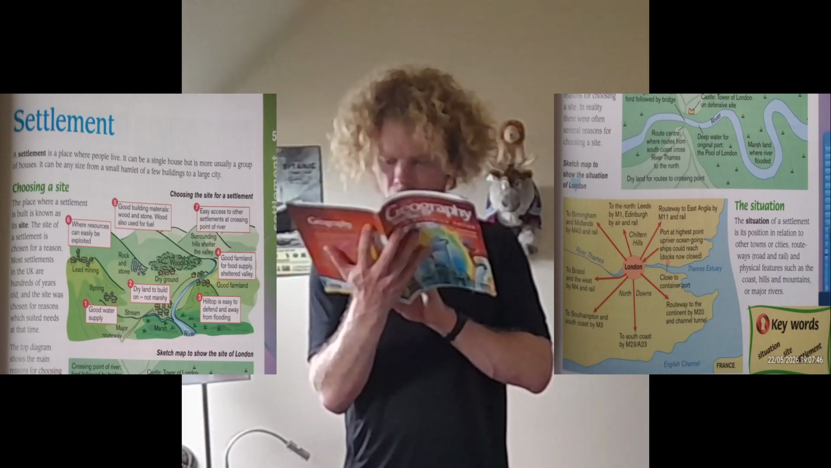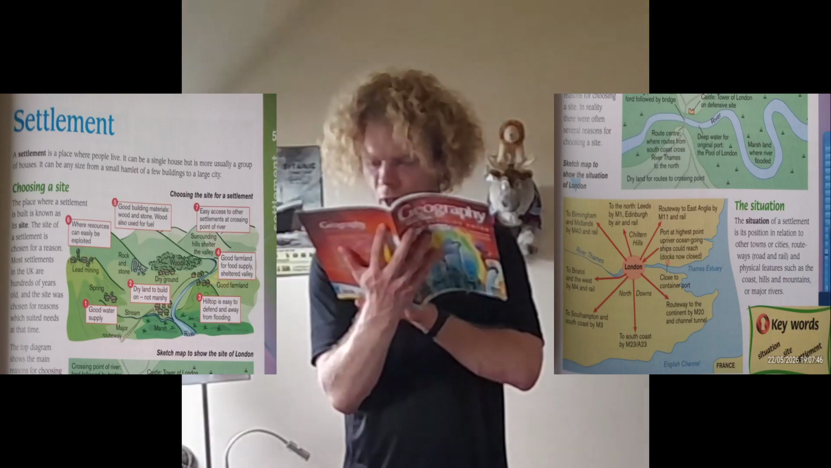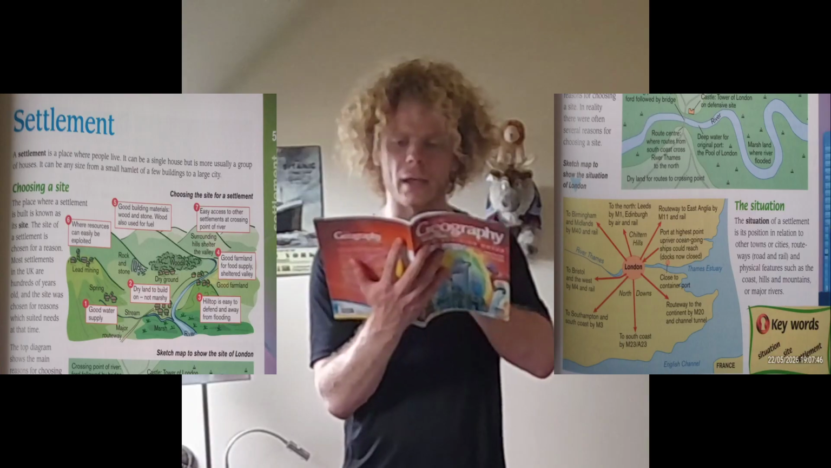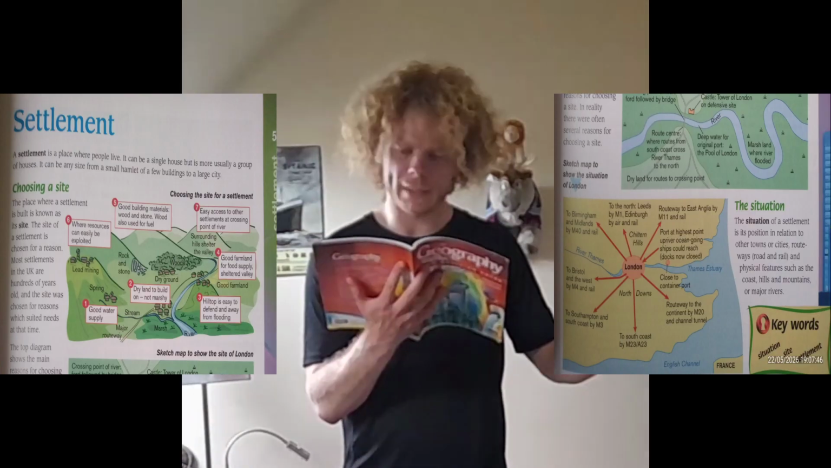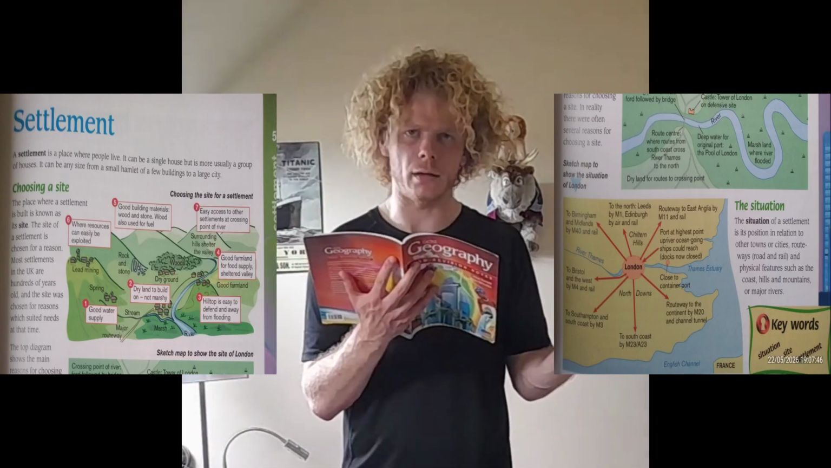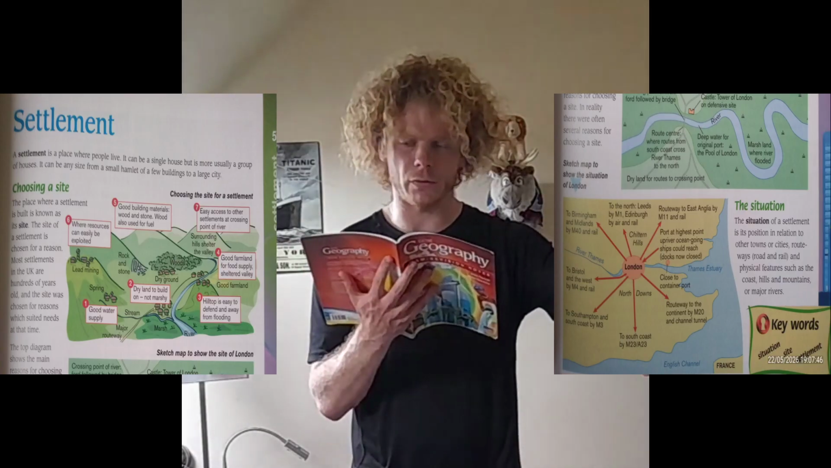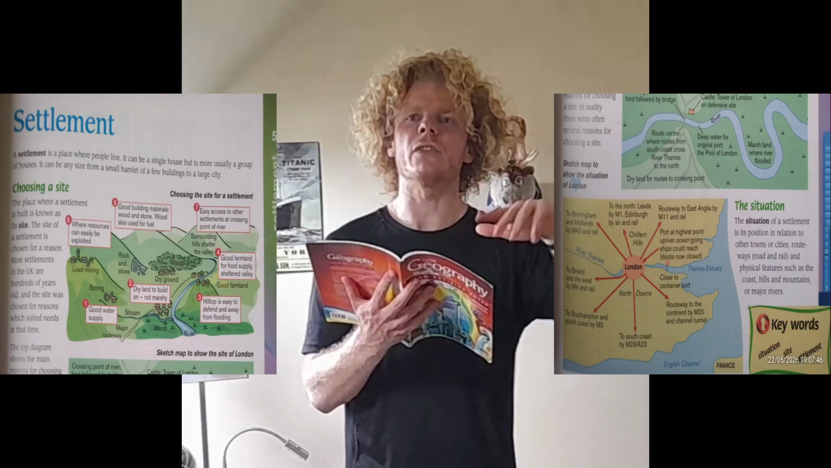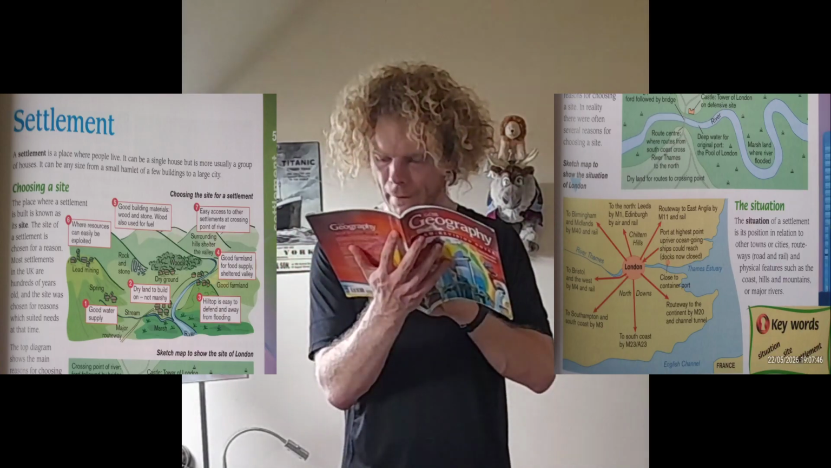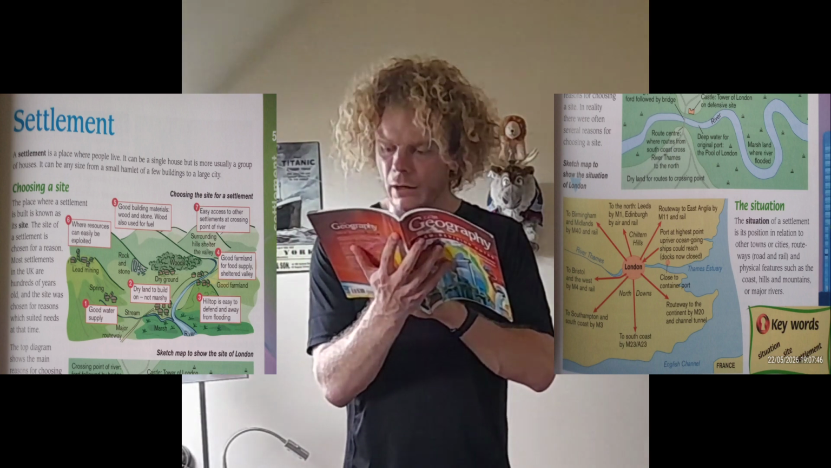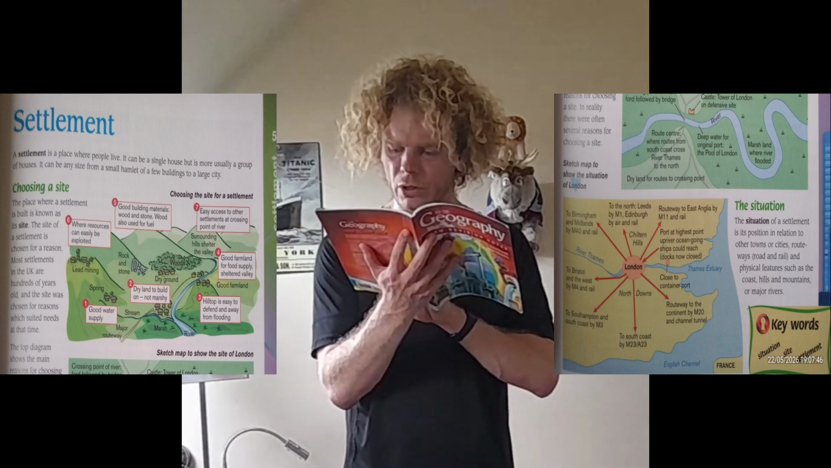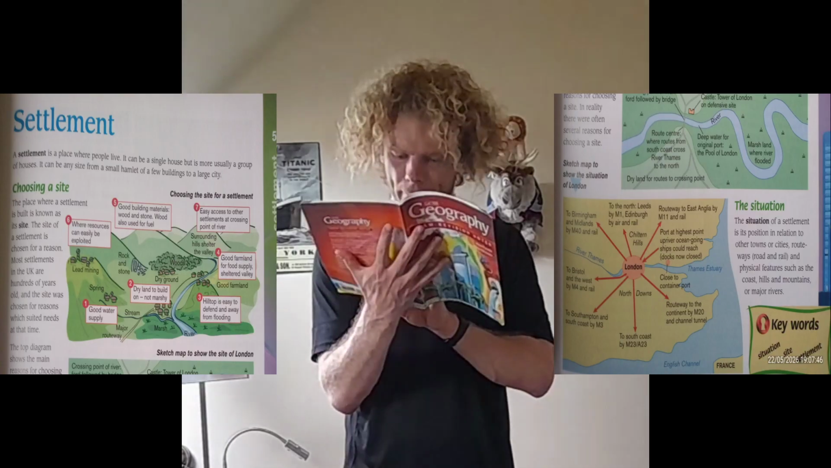Sketch map to show the situation of London. The situation of a settlement is its position in relation to other towns or cities. The site of a settlement is just the place itself, where a person or many live. And the site is the place of the settlement, and the situation is where that place is in relationship to other settlements, and also to the roadways, road and rail, and physical features such as the coast, hills, mountains, and major rivers.